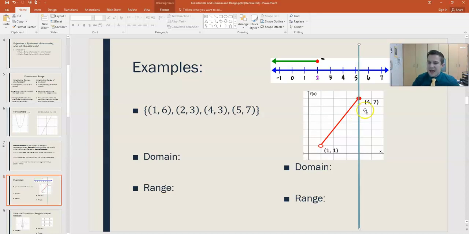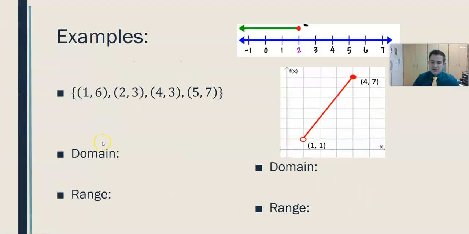So the domain ends at 4. So it would be from 1 to 4. Let's write that out. So the domain would be from 1 to 4. I'm not including 1, so that's a parentheses. I am including 4, so that's a bracket.